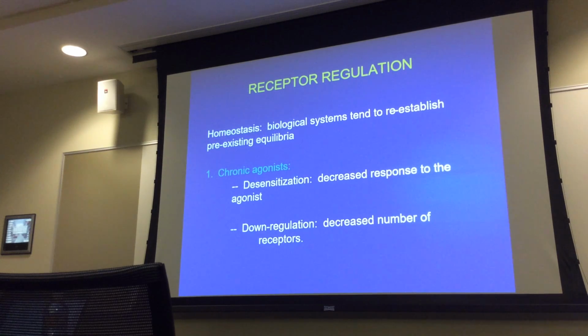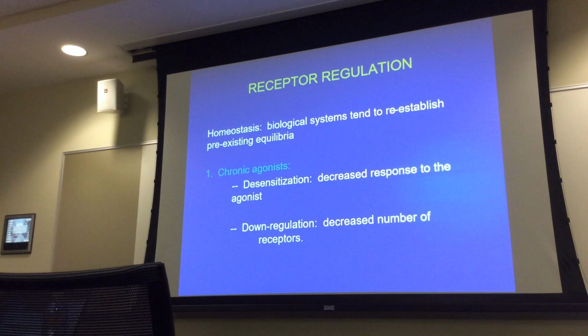But if that chronic exposure continues for a very long period of time, then the cell will respond by metabolizing the receptor and actually sequestering the receptor inside the cell and eliminating it. So downregulation simply refers to the sequestration and metabolism of the receptors, which is referred to as a decreased number of receptors, or a decreased Bmax.